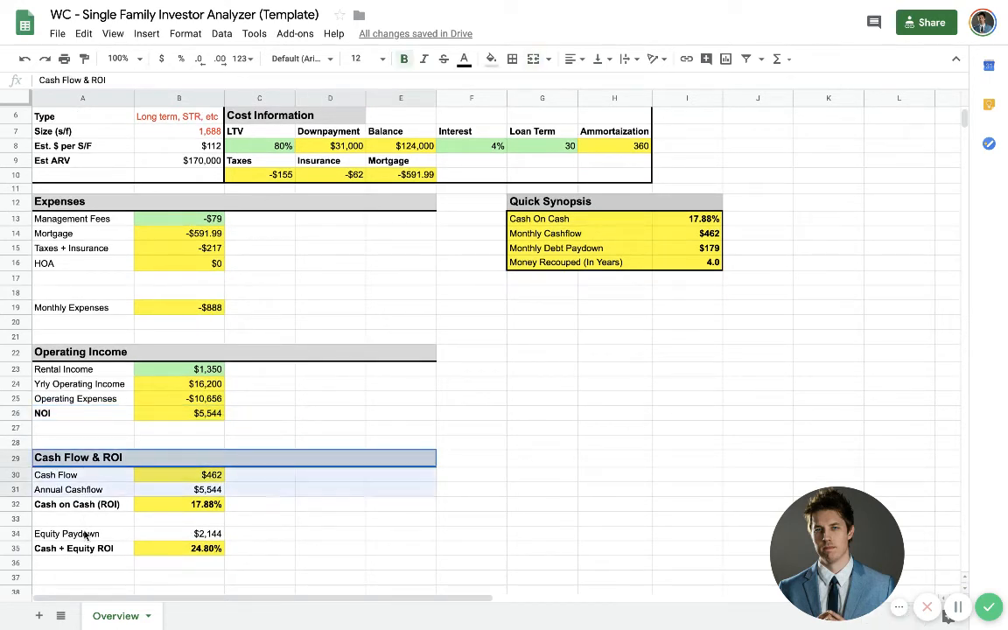And then down here, we have an in-depth analysis of cash flow and ROI. Your cash flow per month is your total rental income minus your expenses. It's going to give you $462 per month. Your annual cash flow is just copied from here, your net operating income. Your cash on cash return is an important number because our philosophy is that everything should be judged based on its ability to pay for itself.